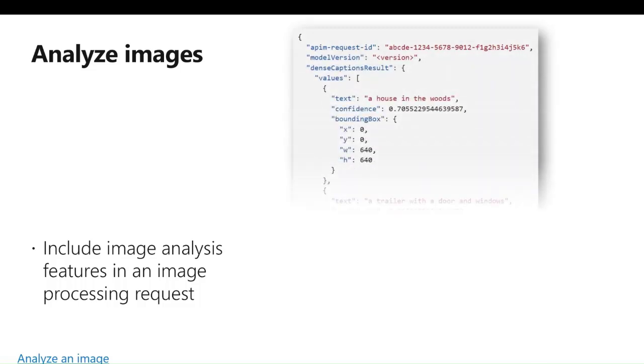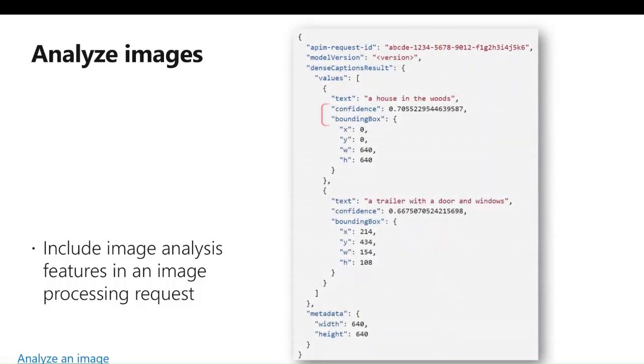Here you can see an example of the JSON from including image analysis features in an image processing request. So we see the confidence, we see the bounding box variables, and also in text, a trailer with a door and windows. Again, the confidence level and the bounding box.